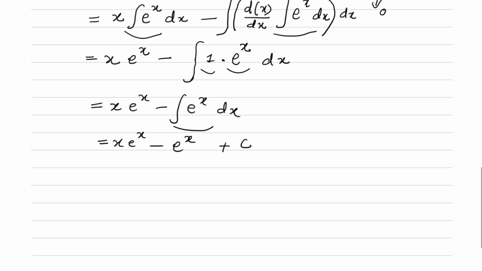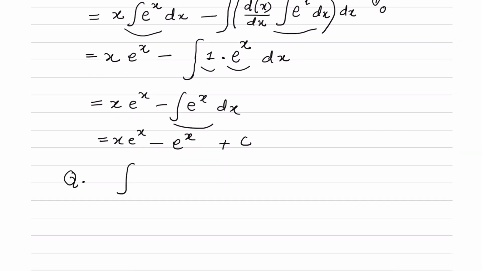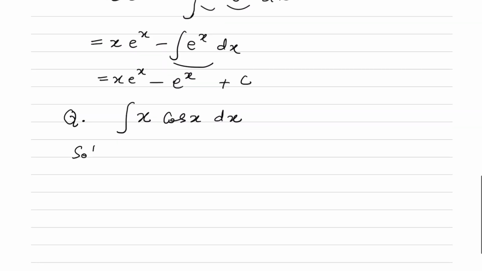Let's attempt another question. We have to integrate x into cos x dx. Since two functions are being multiplied, we can apply the integration by parts formula. But before that, we will have to call one of the functions the first function and the other function the second function. For the first function, we should know its derivative, and for the second function, we should know its integration.